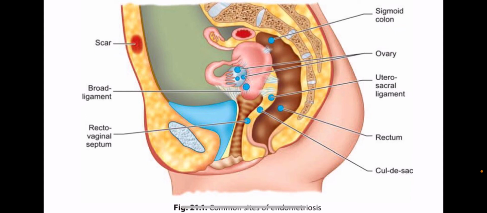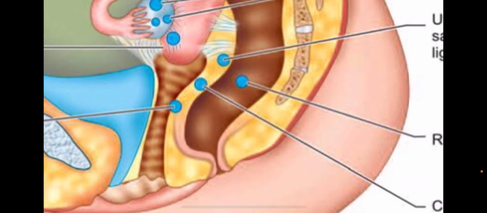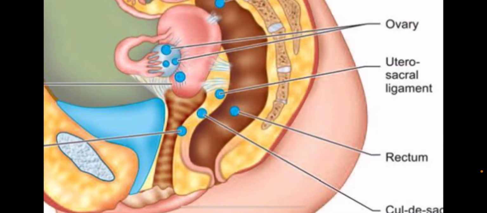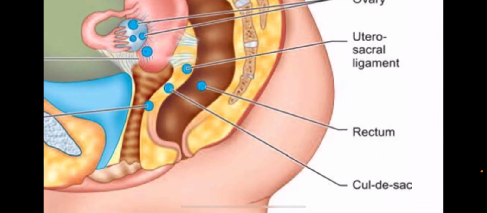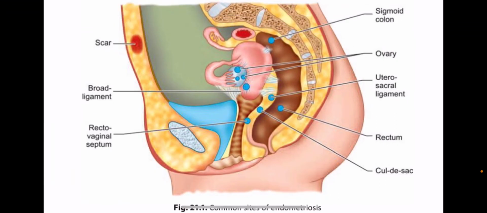Now we'll look into the picture. You can see the cul-de-sac, that is nothing but the pouch of Douglas, the space with the vagina anteriorly and the rectum posteriorly, then the uterosacral ligament.